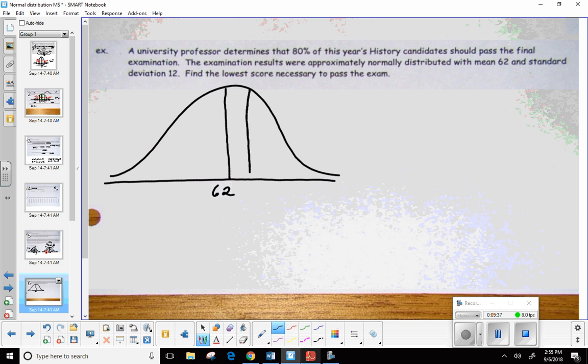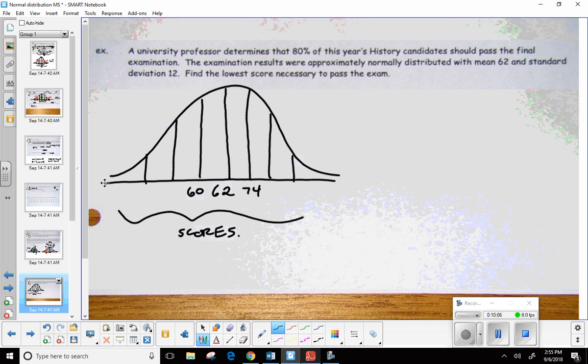And then if I can draw a straight line, that would be great. We typically go within 3 standard deviations of it. So with the standard deviation being 12, for example, above it would be 74, and right below it would be 60. So you continue to add and subtract 12 as you go up and below. Along this horizontal axis, these represent all the scores. And it said that the university professor determines that 80% of this year's history candidates should pass the final examination. Remember, below this curve, you've got 99.7% of the data.